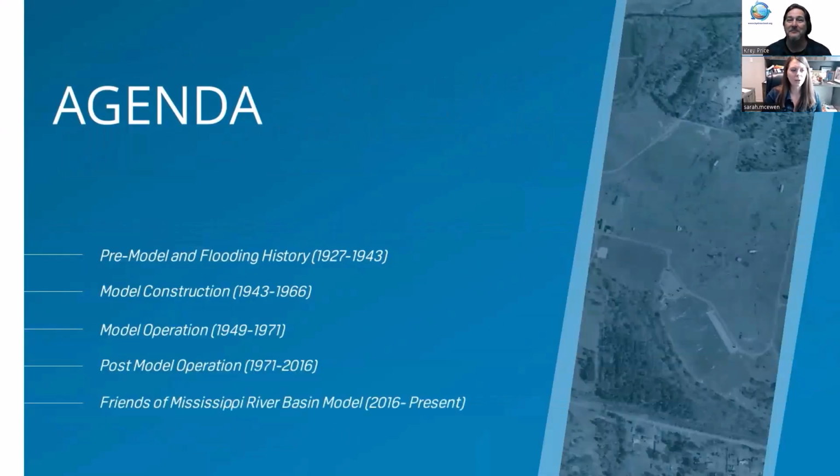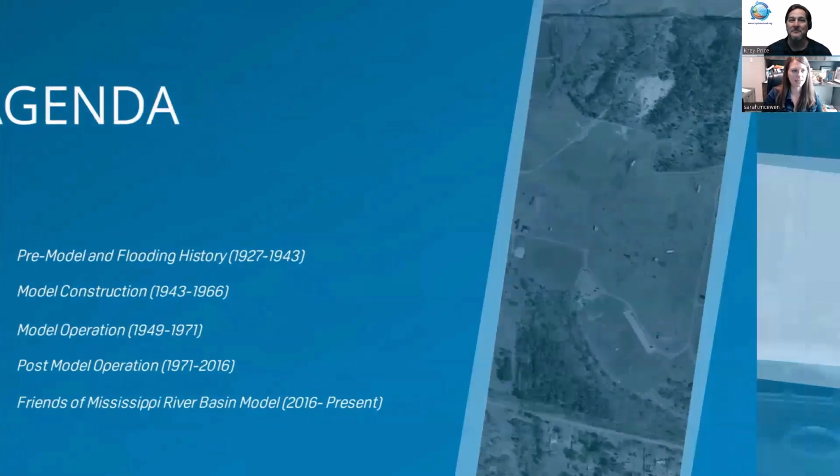So we'll talk a little bit about what flooding history led to the Army Corps decisions and funding to build this model, how the model was constructed, some of the simulations that were the mission for the Army Corps, what's been happening since it was retired, and then a little bit about what the nonprofit is doing to restore and increase access to this site.